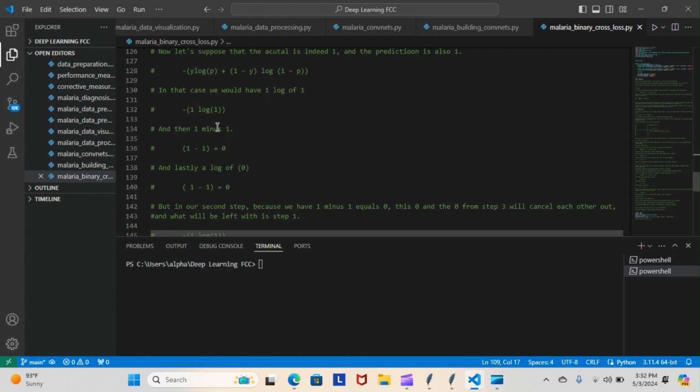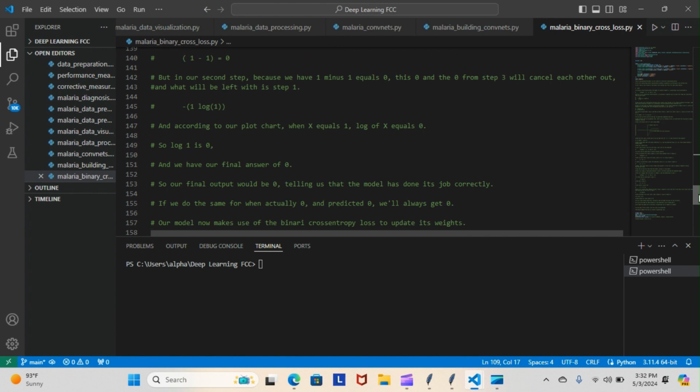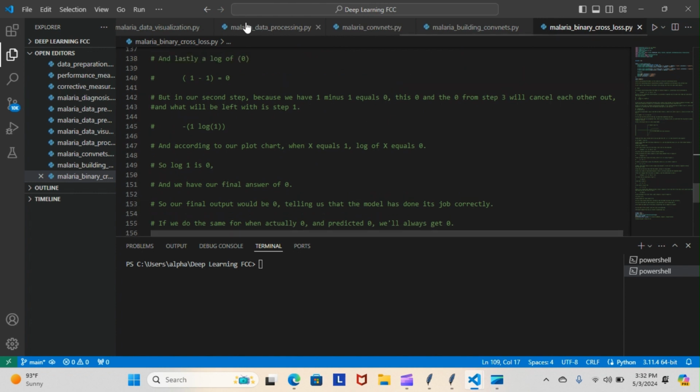And then we have 1 minus 1 because we have 1 minus the actual, which is 1. So 1 minus 1 will give us 0. And then we will have a log of 1 minus p, or predicted, which is also 1. So it will be 1 minus 1, which is also 0, as you can see here. But in our second step, because we have 1 minus 1 equals 0, and this 0 and the 0 from step 3 will cancel each other out, we will be left with step 1.